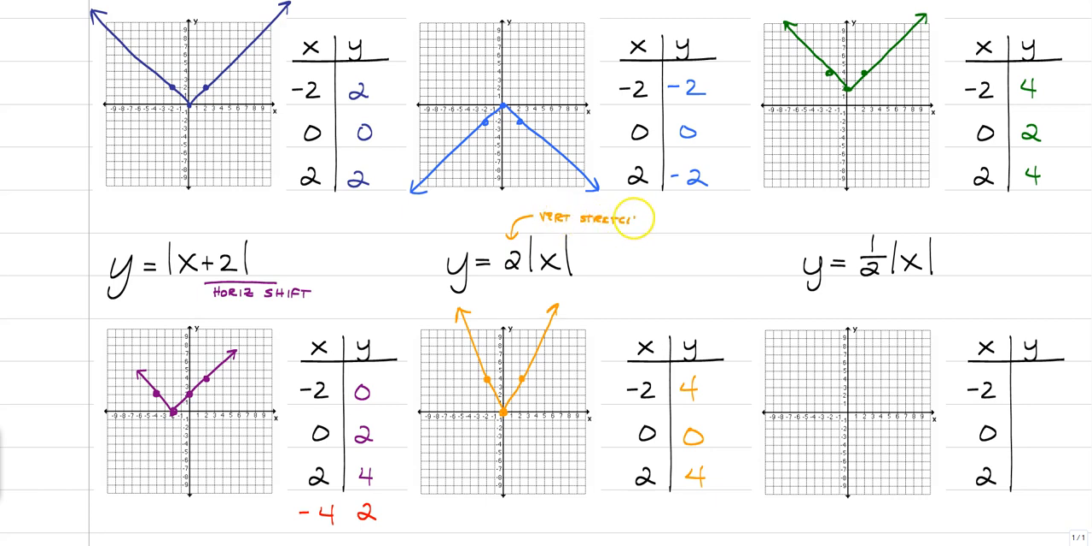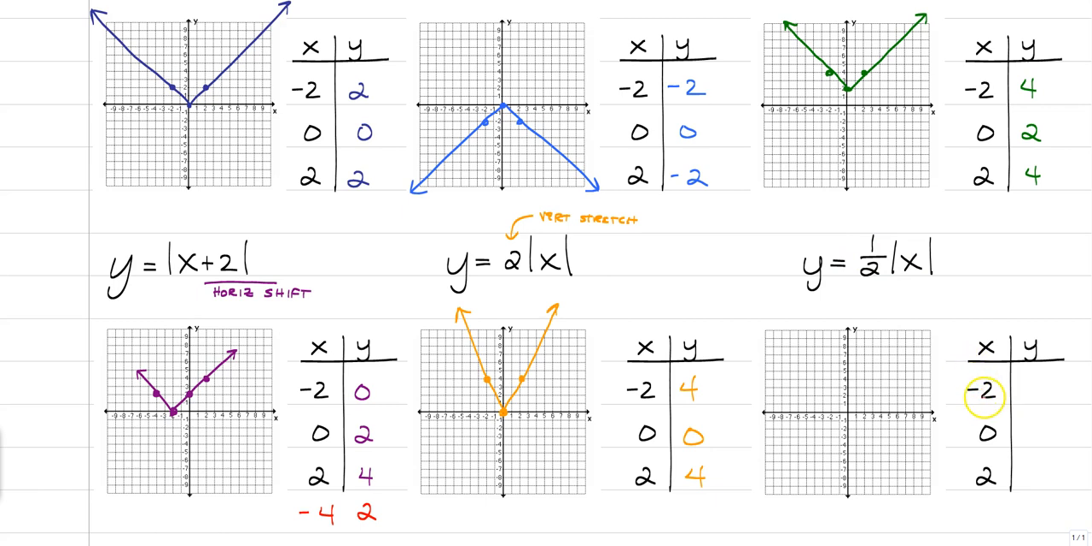Now, you're going to hear the terminology narrow. It is more of a narrow V, but it's not because we squished it horizontally. It's because we stretched it vertically much faster. And the opposite of that would be a vertical shrink, or it's still a vertical stretch. It's just stretched or shrunken because it's a fraction.